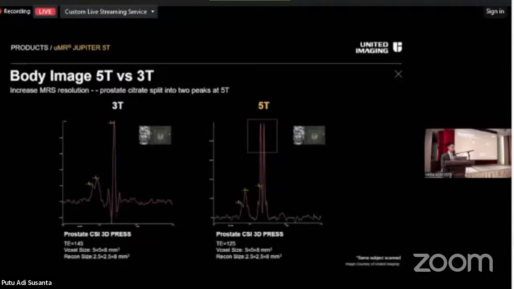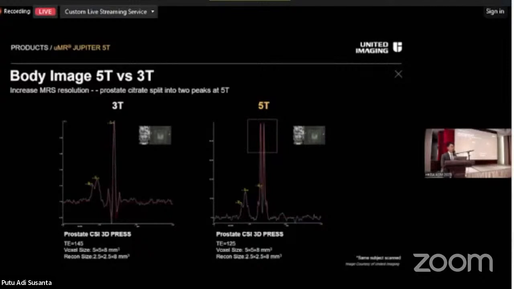This is because not only do we have more signal, which gives us a higher peak compared to the baseline, we also have more spectral separation. And that means that at higher field strength, the peaks, by the laws of physics, are going to be farther apart in the acquisition. So here we have a prostate case.